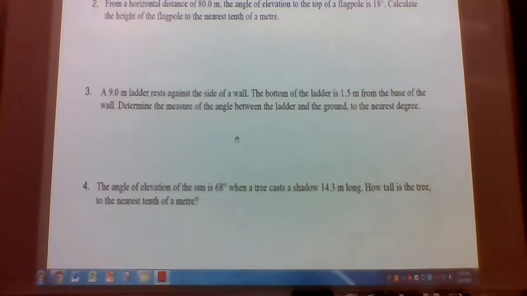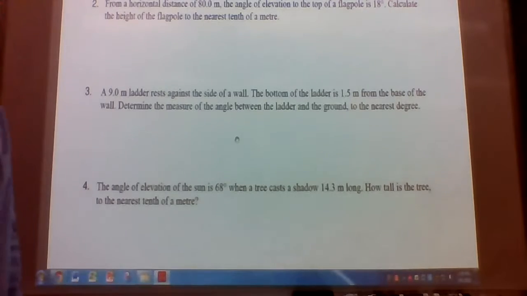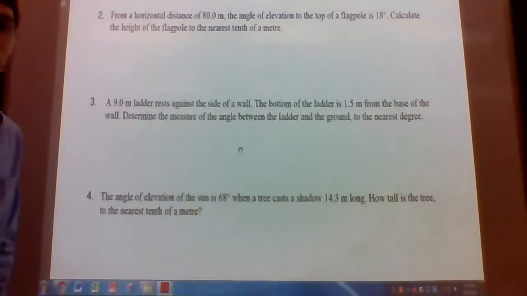So for all these word problems, what we want to do first is read it once. And then the second time we read it, we want to draw it as we go along. So I think that's the best strategy for these problems.